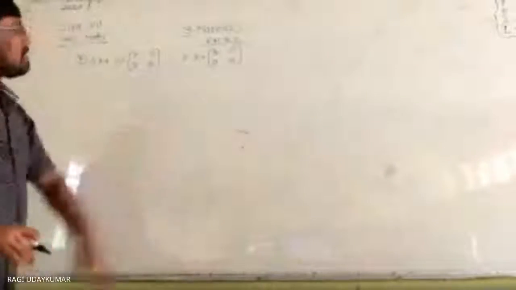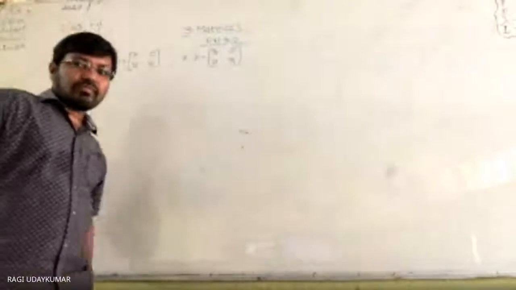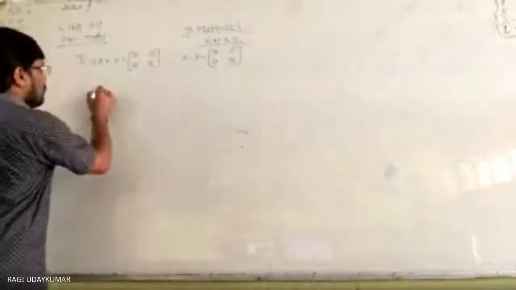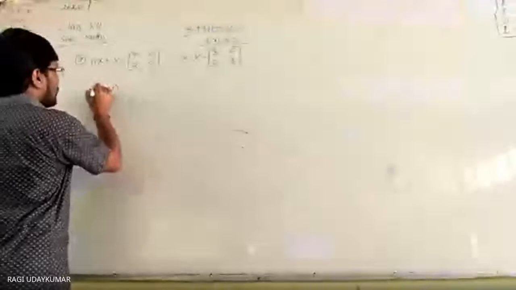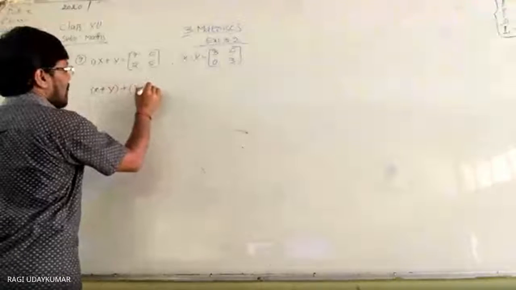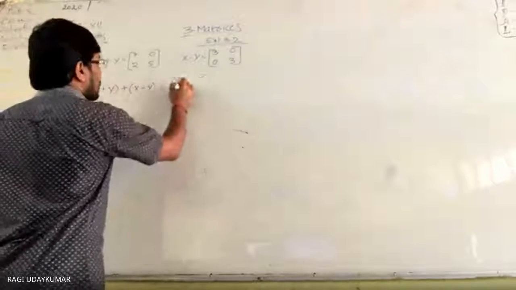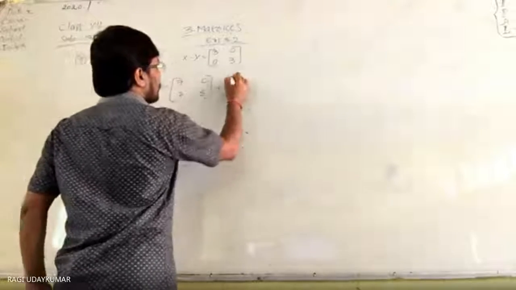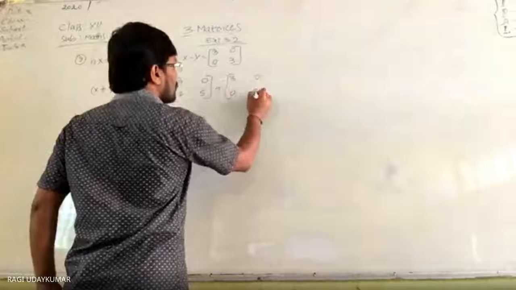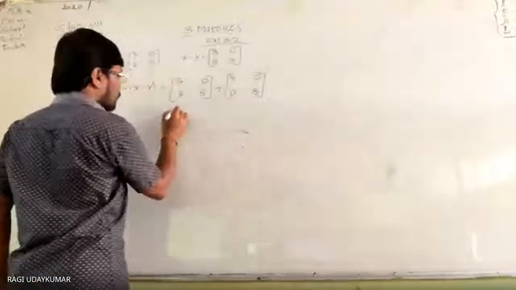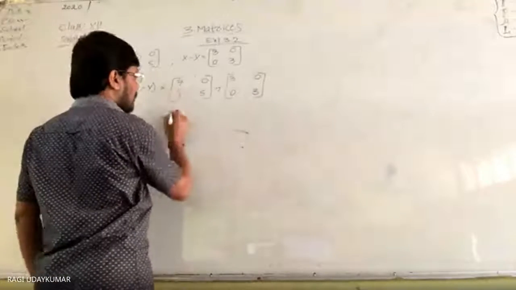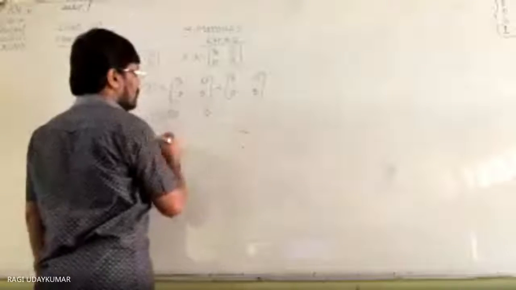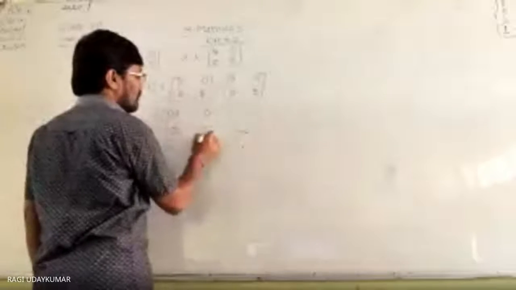When these two matrices are given to you, if you add these two matrices, what do you get here? x plus y plus x minus y. That is nothing but 7, 0, 2, 5 plus 3, 0, 0, 3. 7 and 3 add, you get 10. Then 0 and 0 add, here 2, here 8.